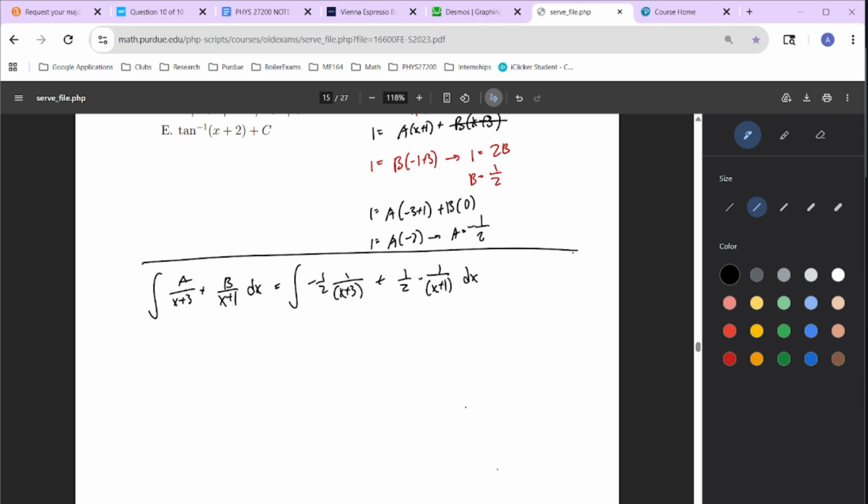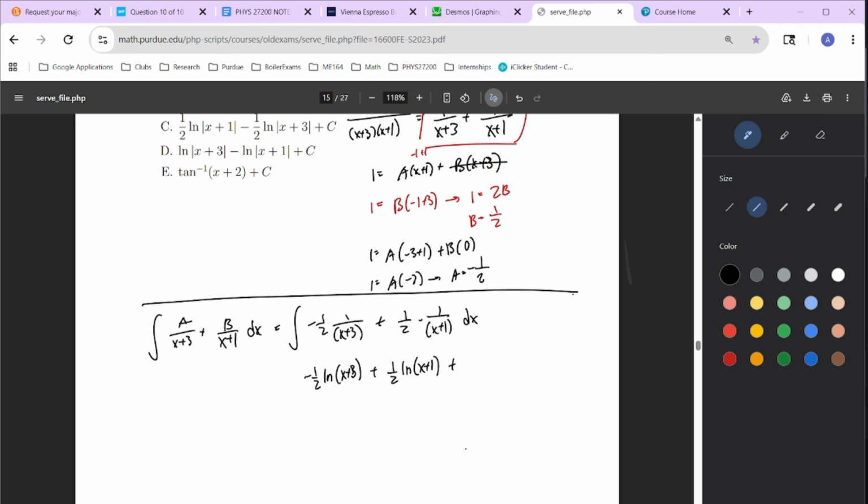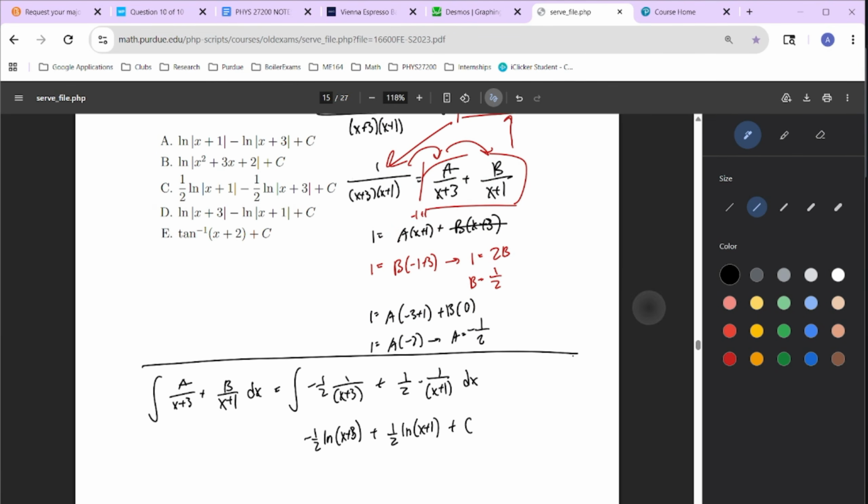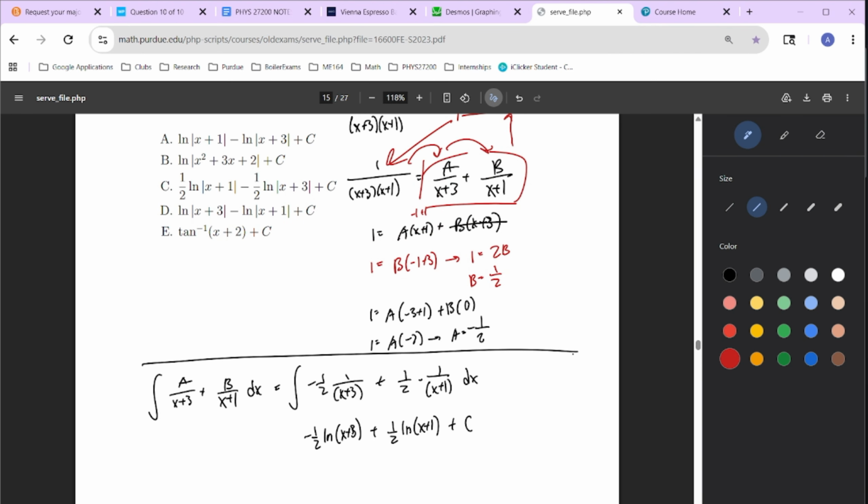So this becomes negative 1/2 multiplied by the natural log of x plus 3, and then plus the 1/2 multiplied by the natural log of x plus 1. And then, of course, since it's not an indefinite integral, that is just plus c at the end. And, yeah, we found our integral.